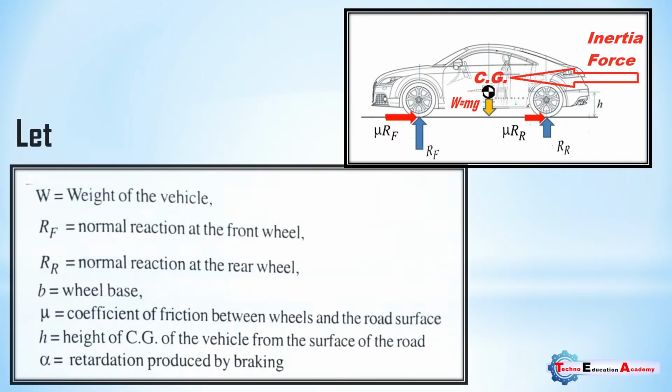Let W equal the weight of the vehicle, Rf the normal reaction at the front wheel, Rr the normal reaction at the rear wheel, and B the wheelbase. Wheelbase means the distance between the two axles. Mu is the coefficient of friction between wheels and the road surface, and h is the height of CG of the vehicle from the surface of the road. CG means center of gravity, where the whole weight of the body is concentrated at one point. Alpha is the retardation produced by braking.